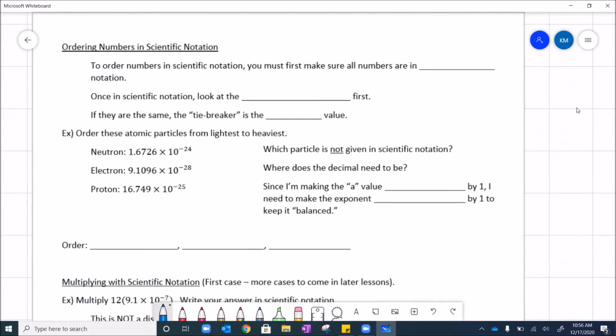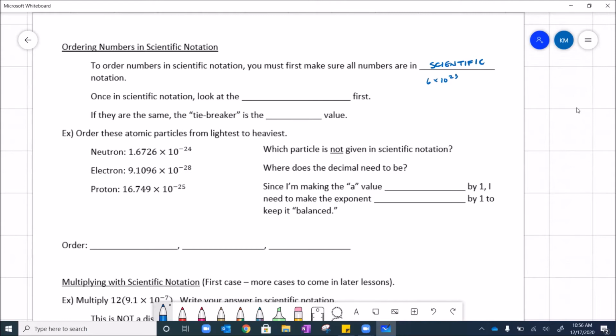To order numbers in scientific notation, you must first make sure that all numbers are in the same notation. I'd say scientific notation, because if you had to make it standard notation, say for instance 6 times 10 to the 23rd power, to write that in standard notation you'd have to write 23 zeros. You don't want to do that. Put everything in scientific notation so we can follow our rules.